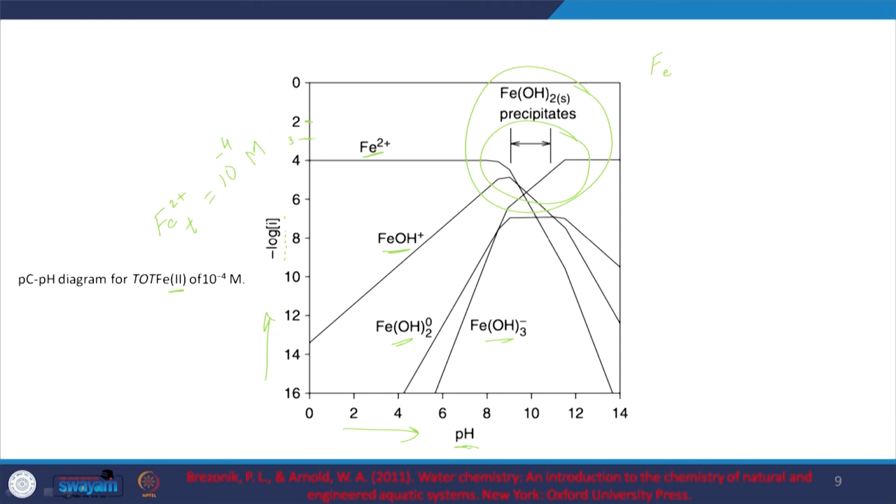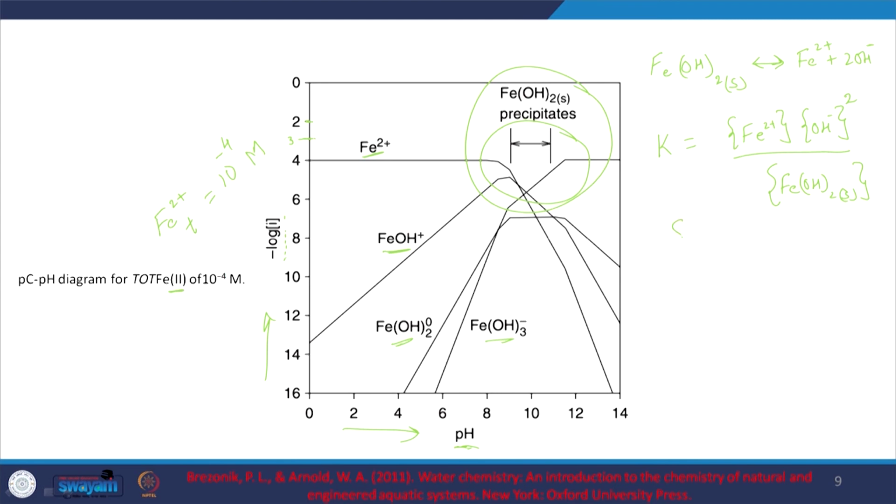For precipitation, we write it as solubility product. Fe(OH)2 solid will be in equilibrium with Fe2+ and 2 OH minus. For this, again, the equilibrium constant is equal to the activity of Fe2+ into the activity of OH minus squared. It is always products by reactants, with the stoichiometry coefficient, by the activity of the solid Fe(OH)2.